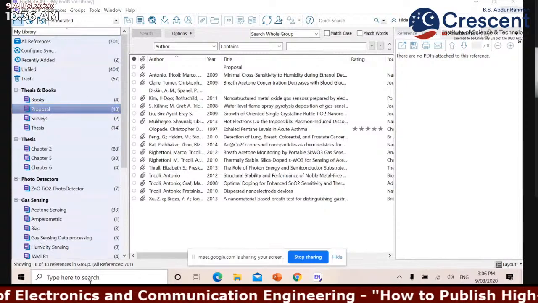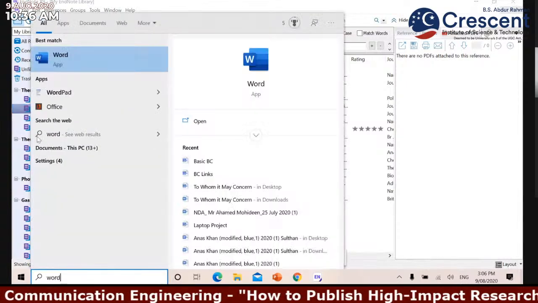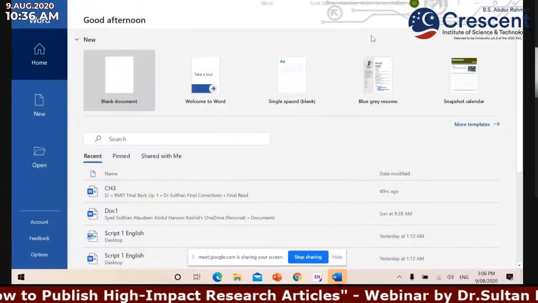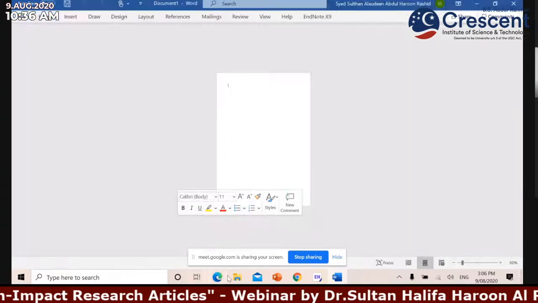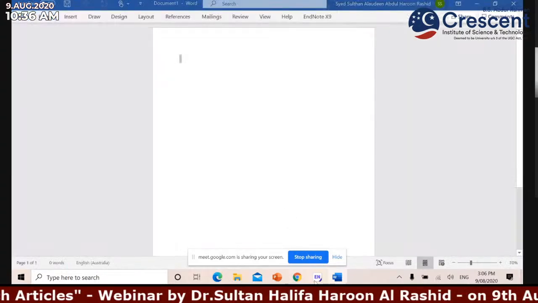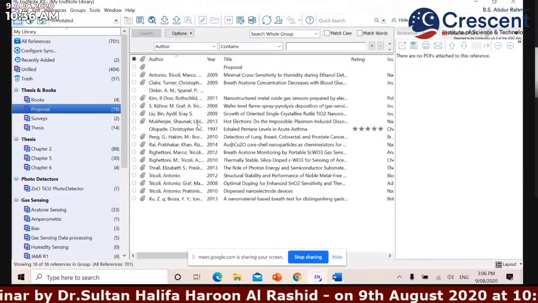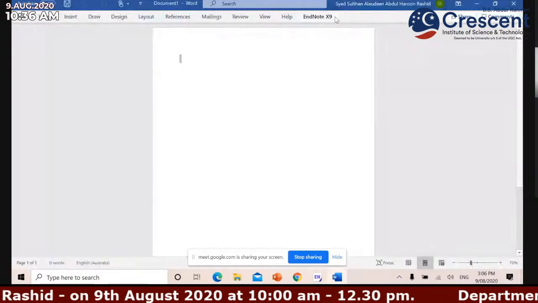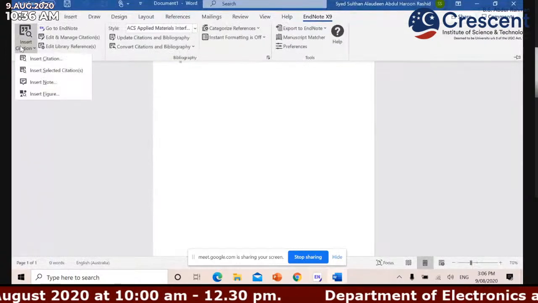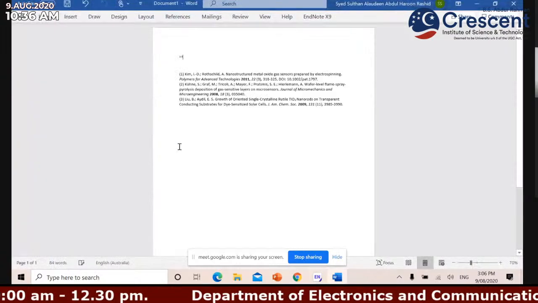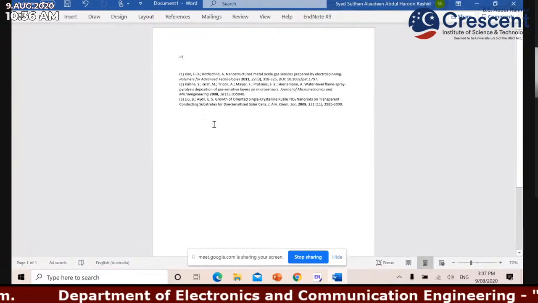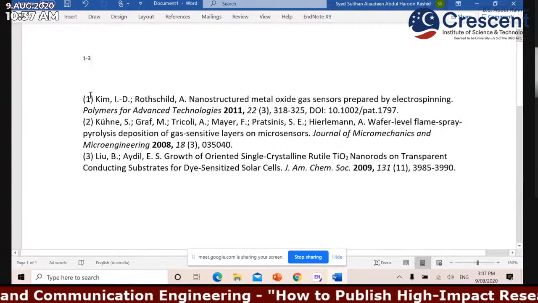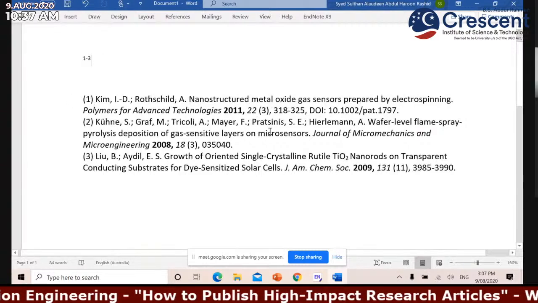Now, say for example, I'm writing a paper. I open my Word. And I want to cite these three papers into my paper. I choose them. And then I go to EndNote and say insert selected references. Here you can see the references sit right there. And at the end of your paper, you get all your references.